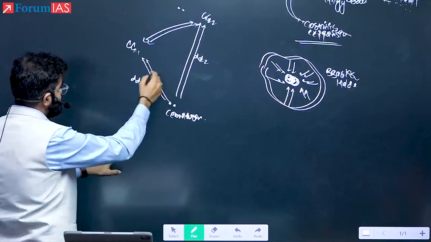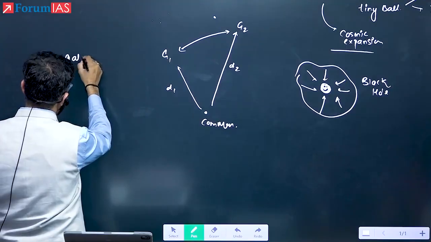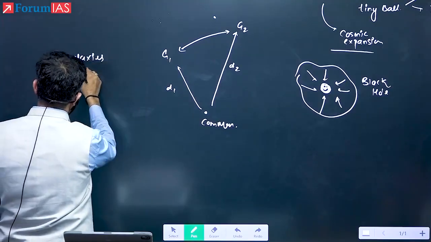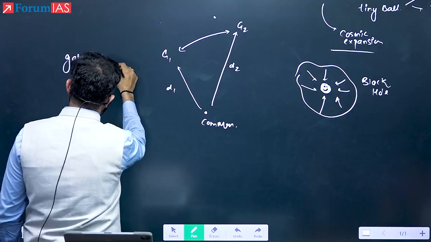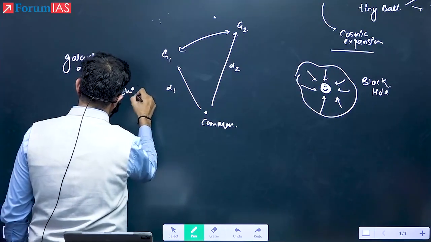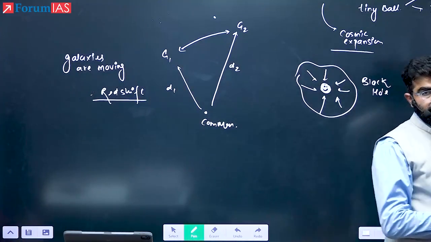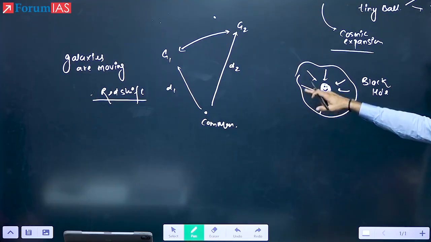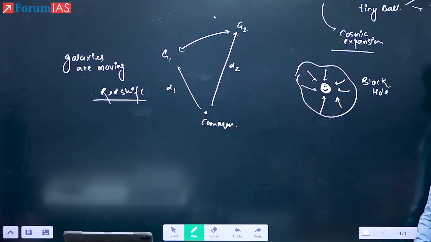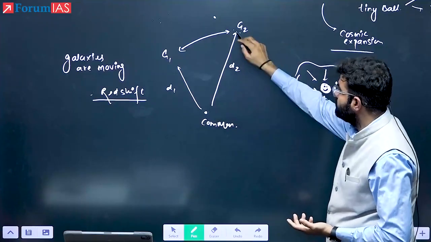Now, what is this shift which has been given? This movement of galaxies is characterized as the redshift phenomenon. Okay, redshift phenomenon. Now, the galaxies are moving. Can you tell me which galaxy is moving faster in this diagram, G1 or G2? G2, of course, because it has traveled more distance from the common point, yes or no?